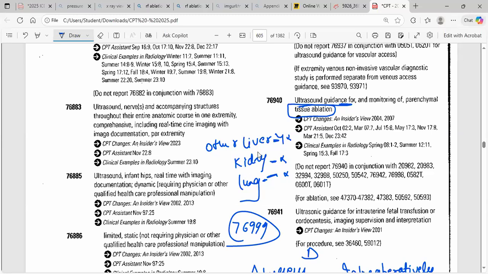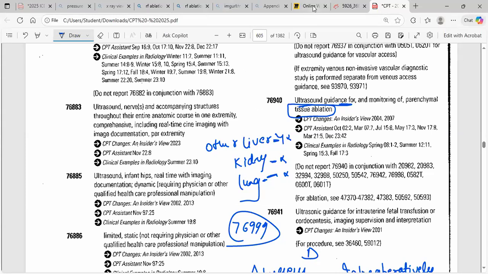Vaishnavi, clear to you? Yes, ma'am. Good. So now we are good at the guidance part. Let's move further. So our guidance part is completed.